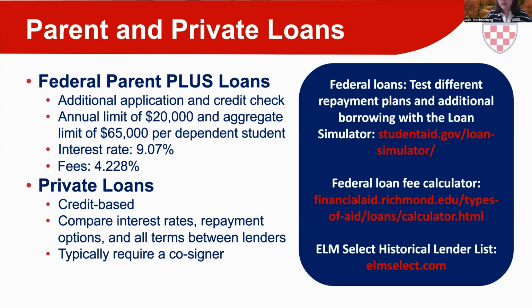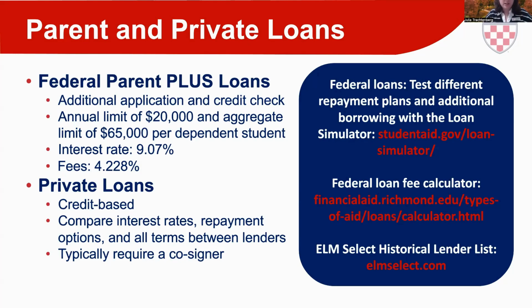So something to think about and plan ahead for if you do want to borrow the full $65,000, if you want to maybe break that up equally over the 4 years, or if you have alternative plans you want to make for the last year, just something to think about from a 4-year perspective. I've also included the interest rate and the fees for the Parent Plus loans on the slide as well. So the interest rate for the upcoming year is going to be 9.07%, and the fee is going to be 4.228%.